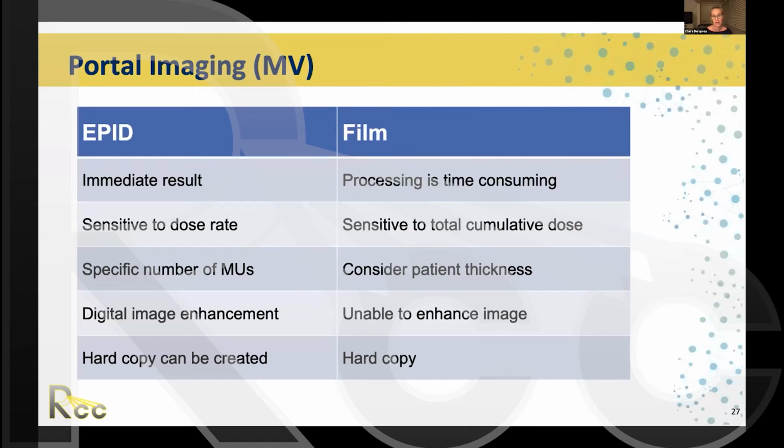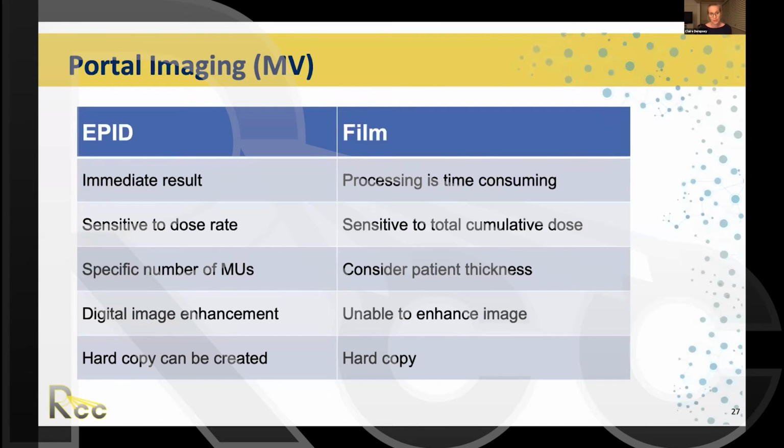Obviously the EPID can give you an immediate result, whereas with film you have to take the cassette to be processed, either digitally or through your film processing. The EPID is sensitive to dose rate, whereas film is sensitive to the total cumulative dose. With EPID, you could use a specific number of monitor units for each particular patient, whereas with film, you have to think more about how thick your patient may be, and you may have to change settings based on that.